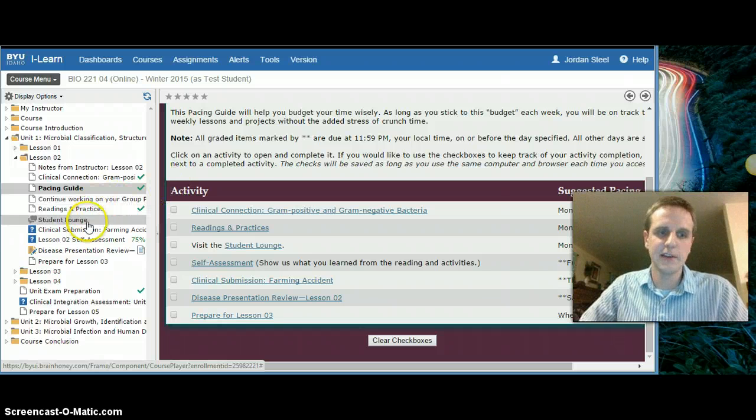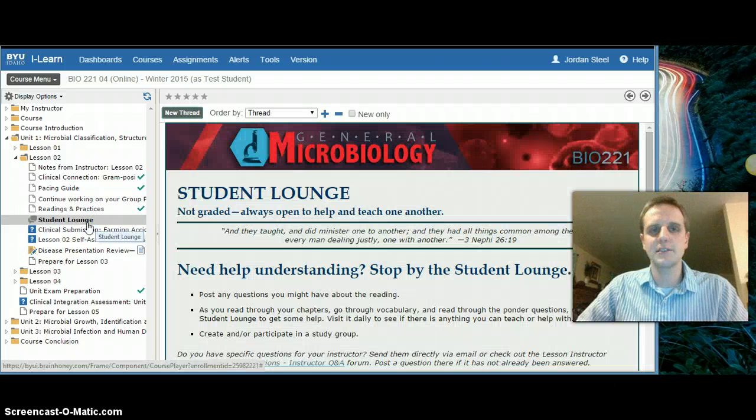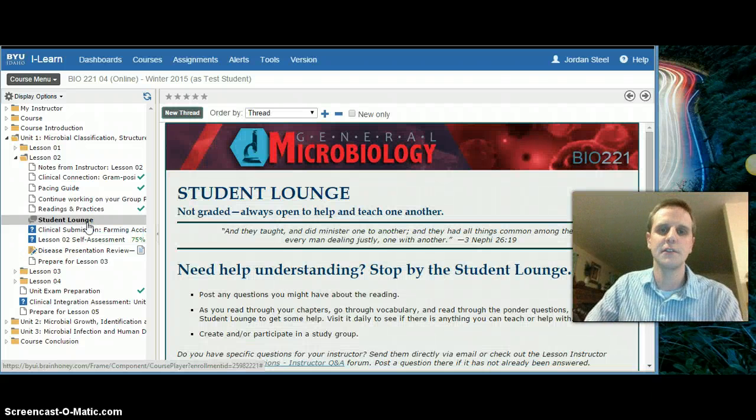The student lounge is available. It wasn't used very much last week. This is supposed to be where you can come and talk about it amongst yourselves. It's not really questions directed towards me, but posting questions, and then if you know the answer to it, respond to your fellow students' questions. It's a discussion amongst each other.